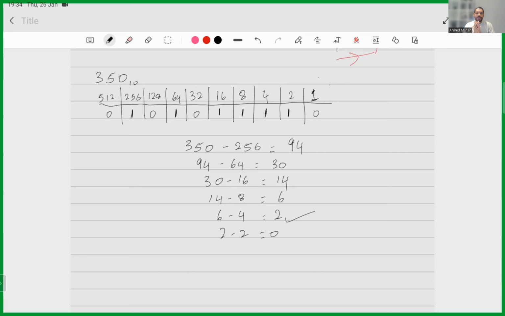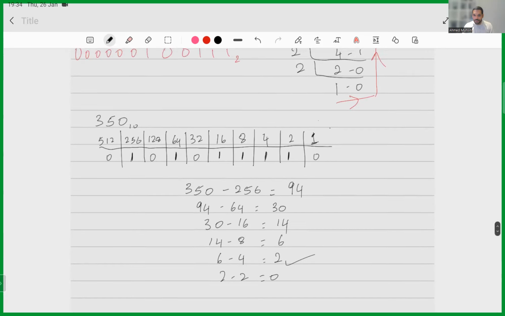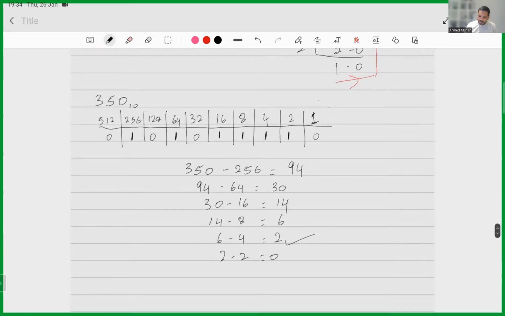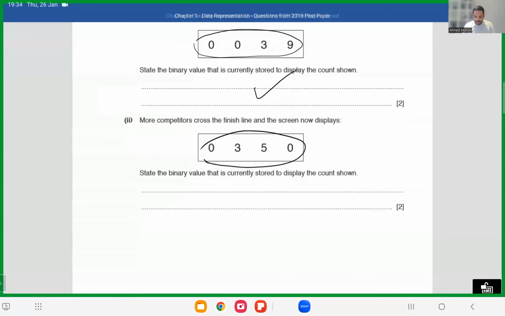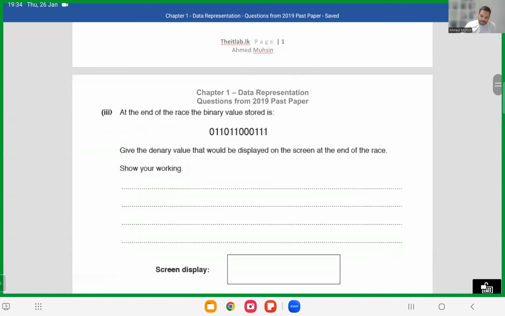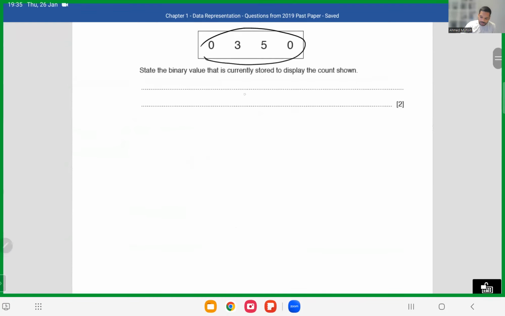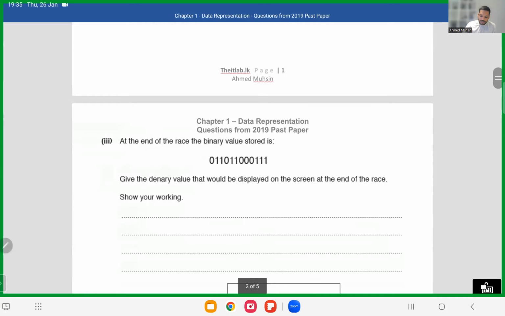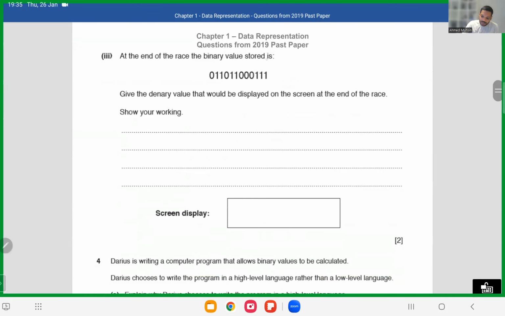That's it. I hope you can also attempt this question on your own. Please do attempt it. Right, let's see if we have another question that we can try over here. So let's put a tick that we have completed this. At the end of the race, this is the binary value that is received. Give the denary value that would be displayed on the screen at the end of the race. So now we have to convert from binary into denary, or decimal format.